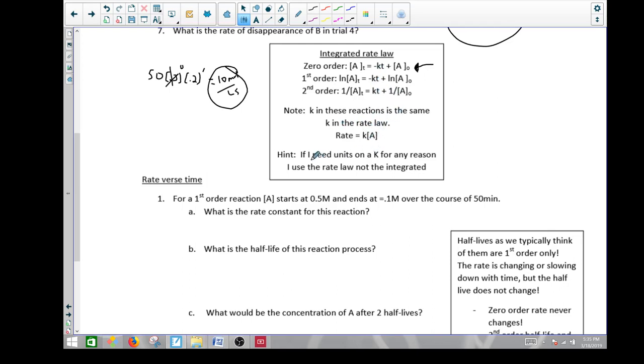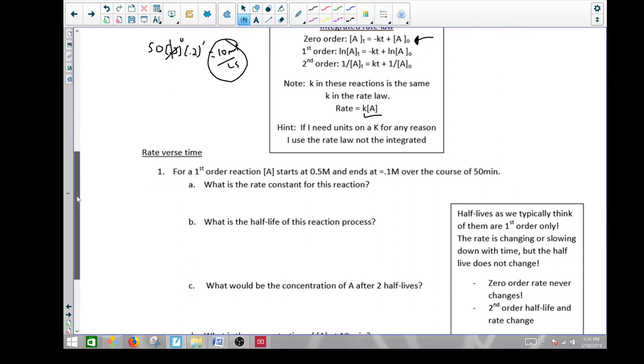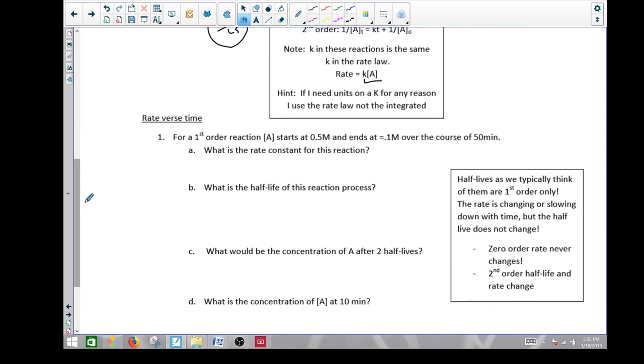Okay. Hint, if you need units for K for any reason, I usually use the integrated rate law. So I use this guy to find my units like I just did 2 seconds ago. And you know, you guys haven't done a ton of it, but eventually you use enough, then the units are just kind of there. You can figure them out or you know them.